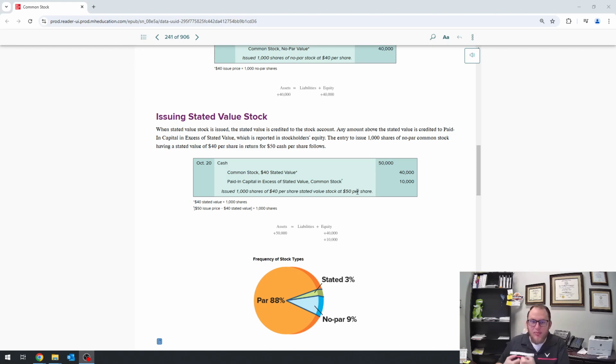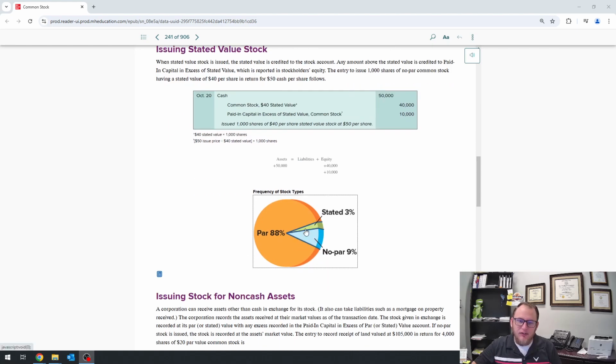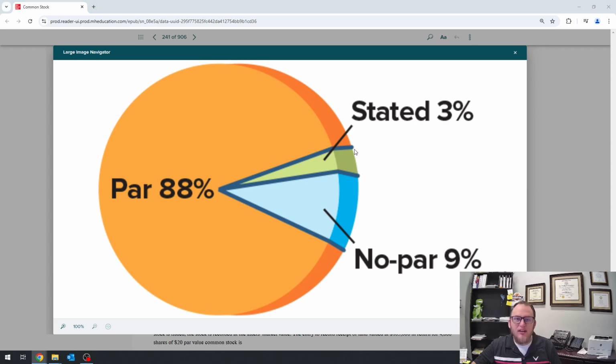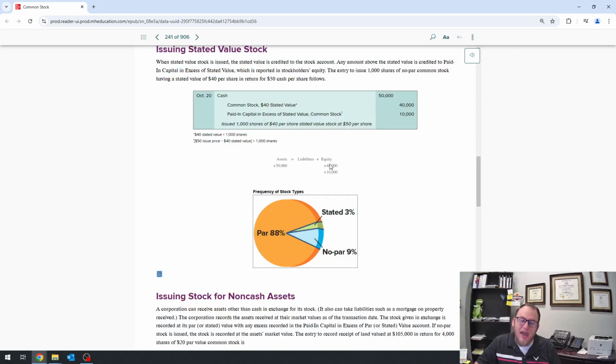So our paid in capital in excess of the stated value is going to be $10,000. And you can see here the text gives us a frequency of stock types. So most of the time companies issue stock with a par value. So that is what we see most of the time. But you can see that 88% of the time the stocks that are issued are going to have a par value. 3% are going to have a stated value. And 9% of the time they're going to have a no par. So most of the time stocks that are issued are going to have a par value.